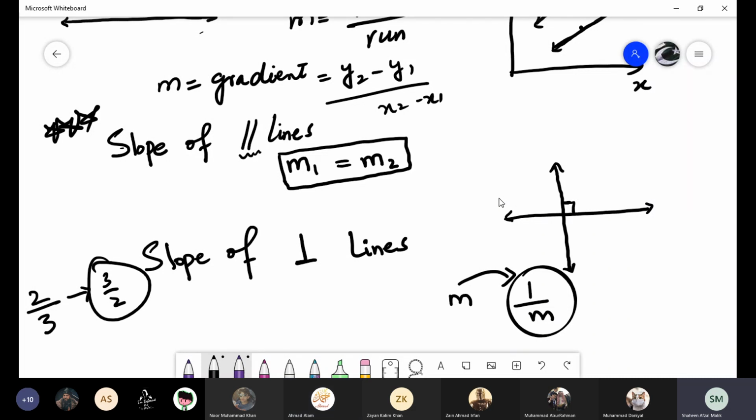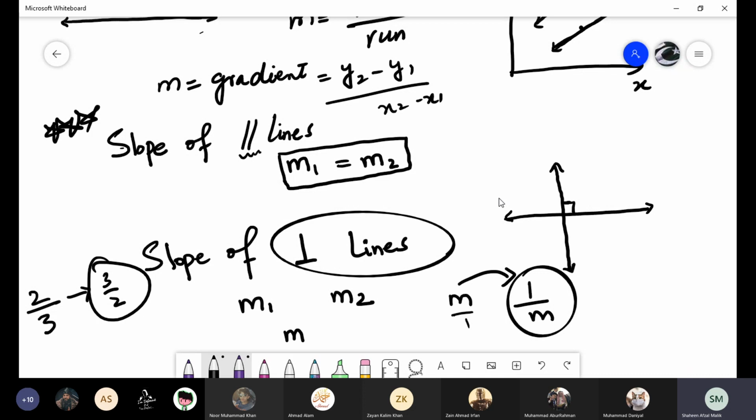We just flip the fraction. If only m is written, it means m over 1, and when we take the reciprocal of this, it will be 1 over m. If we have two lines, and the slope of one line is m1 and the slope of the second line is m2, what will be the slope of perpendicular lines? The slopes of perpendicular lines are negative reciprocals of each other. Like if this is m1, then m2 will be minus 1 over m1.